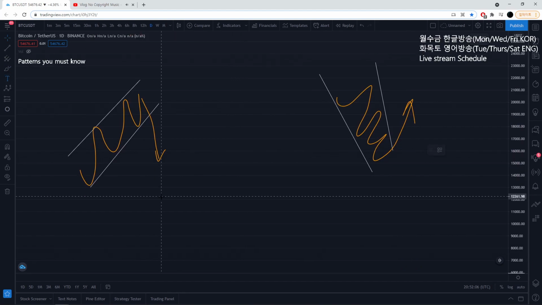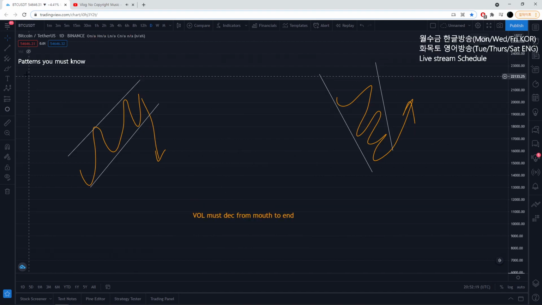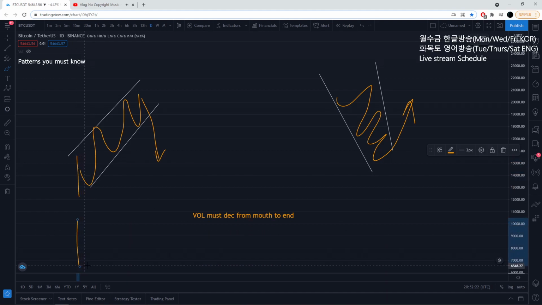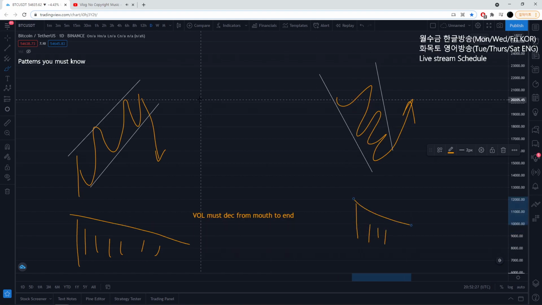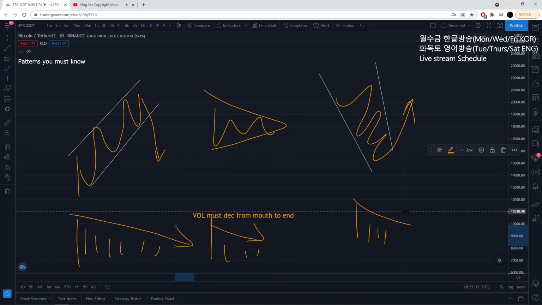Oh, I forgot to tell you guys. Another rule for triangles and wedges: the volume must decrease from mouth to end. Okay? So if that was the mouth and the volume spike was there, then the volume must drop. Same thing here, and same thing with the triangle. It must drop. If there is a huge volume spike in the middle of the triangle, then it's unlikely that it's a triangle. So that's a hint it's giving you.